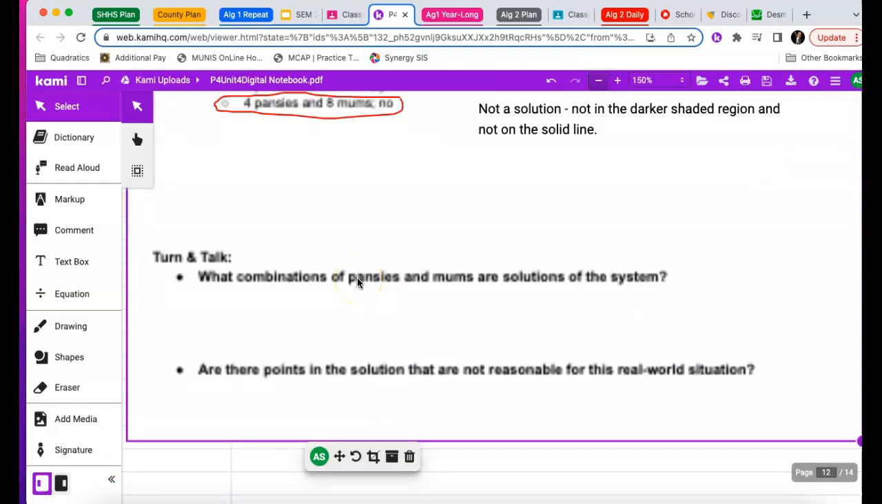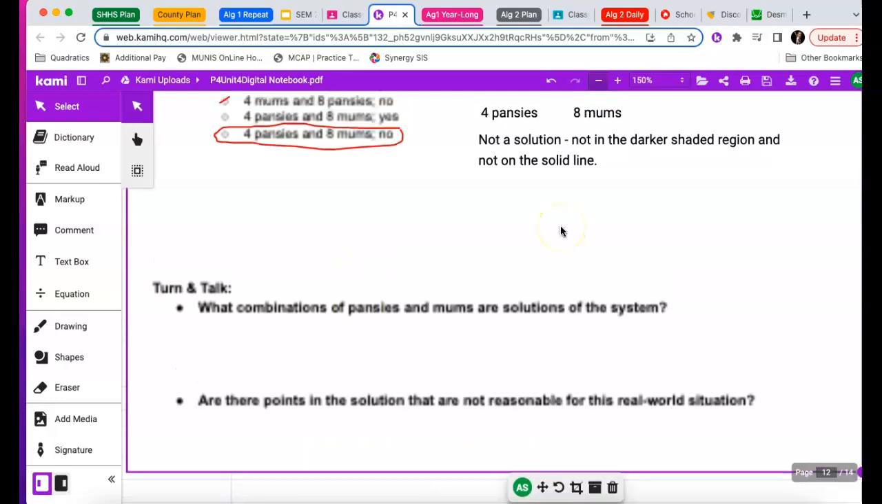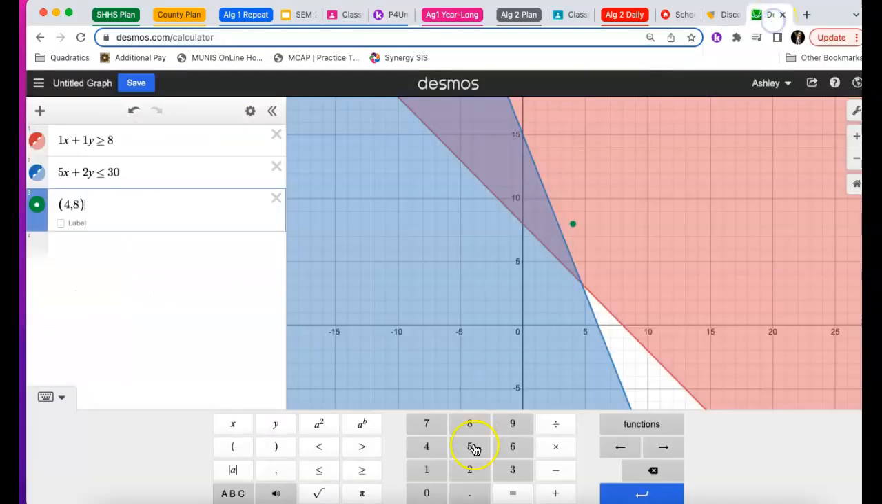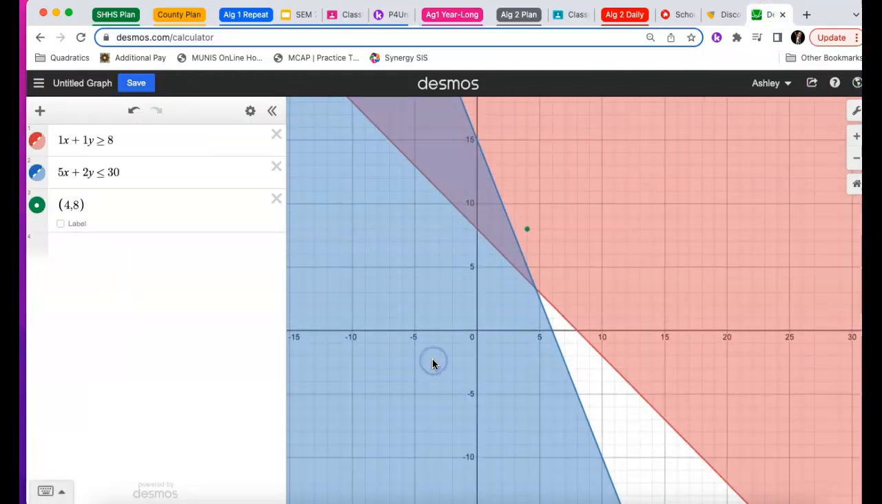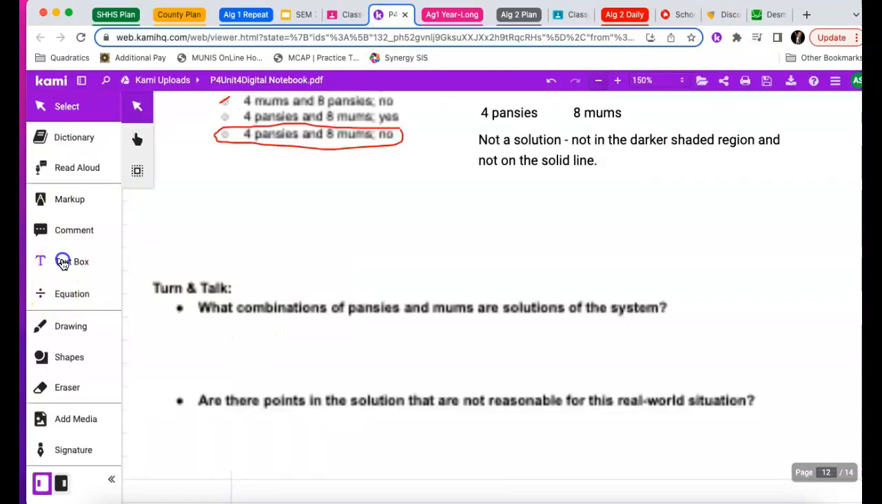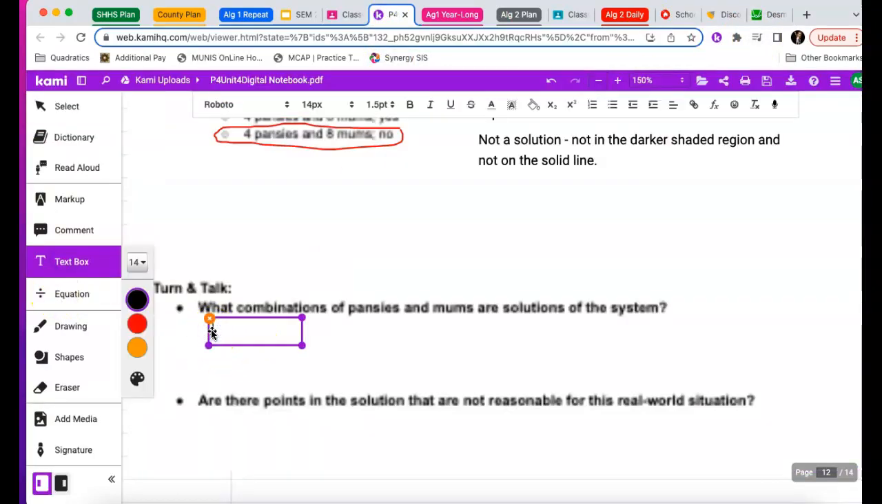All right, so the next question says, what combinations of pansies and mums are solutions to the system? So let's go back here. We're going to look at our graph. So it's not in this shaded portion. It's not in this shaded portion. It's in the darker shaded portion. So all of our solutions are located in the darker shaded region.